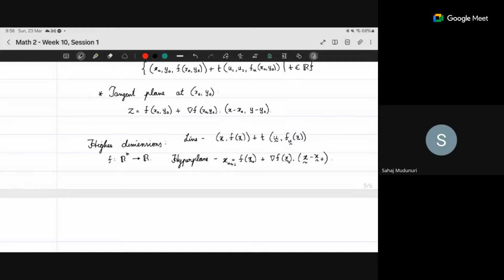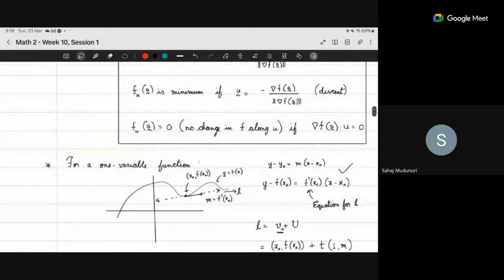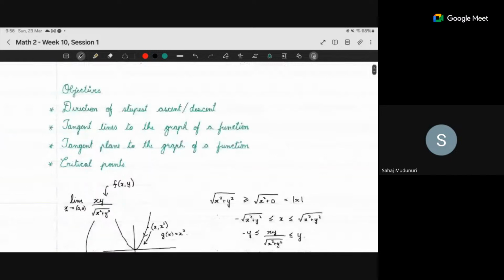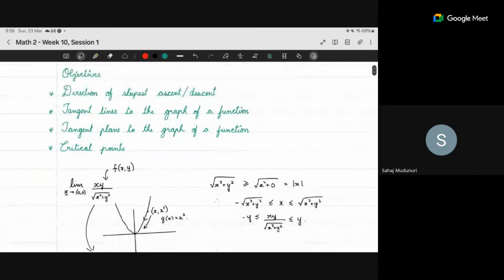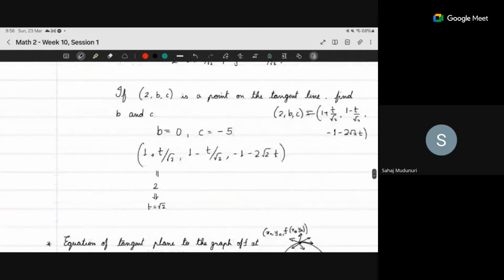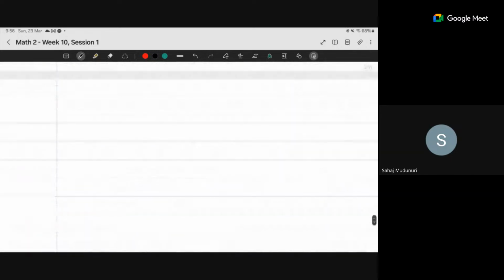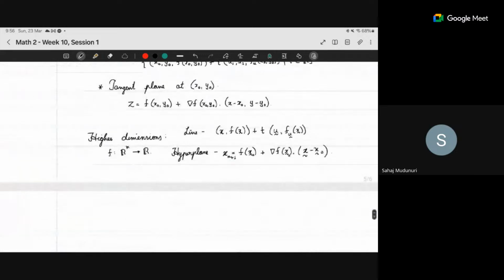So that's it about tangent planes, lines, and all that. So critical points still remain, and that's not a very big topic. So maybe the first 30 minutes in the next session I'll spend on critical points, and then I'll show some things like how you visualize this. The next session is mostly on visualization.